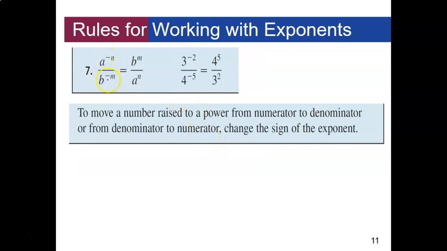Okay, and then our last rule here is, in this particular one, both of our exponents are negative, so we're going to move both bases. So the a, since it has a negative exponent, will come to the denominator, and the b with a negative exponent will come to the numerator. Then they'll have positive exponents. We always want to leave our answer so that we have positive exponents in our final answers.